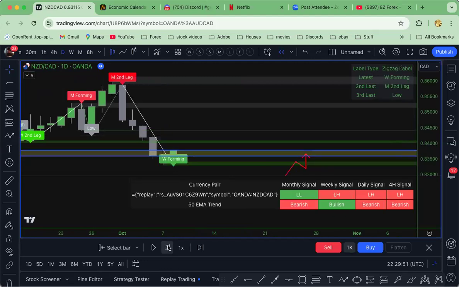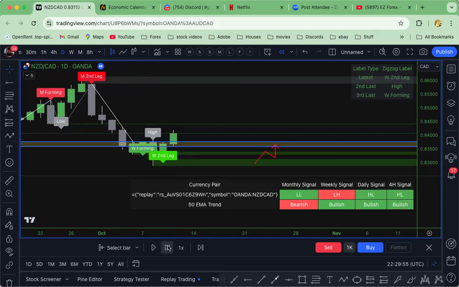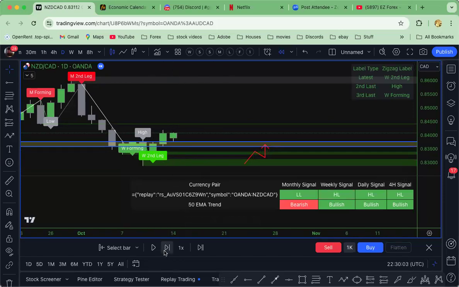So let's see when I actually entered this pair. Boom. There you go. You see what the dashboard said? So this was the Monday, I believe. This was the Monday and we entered on the Tuesday. See, all of it was lined up. So this is why I was more confident to take it.